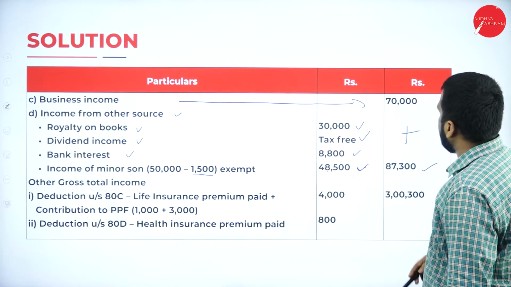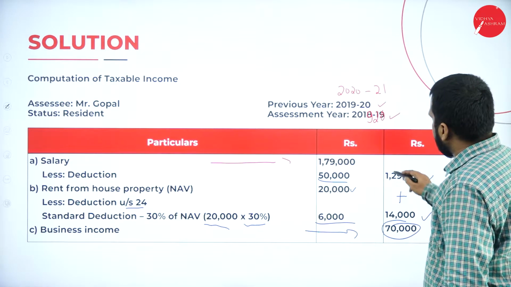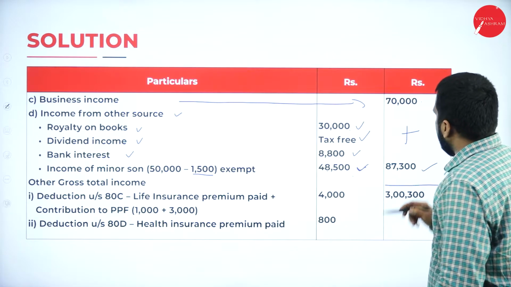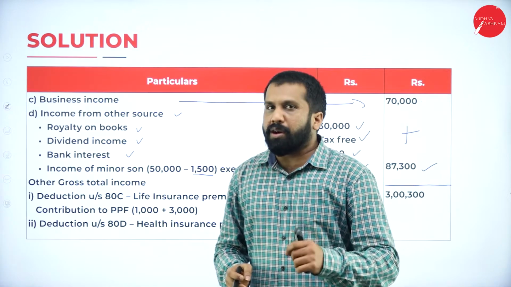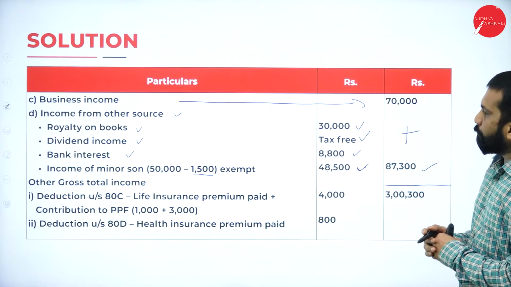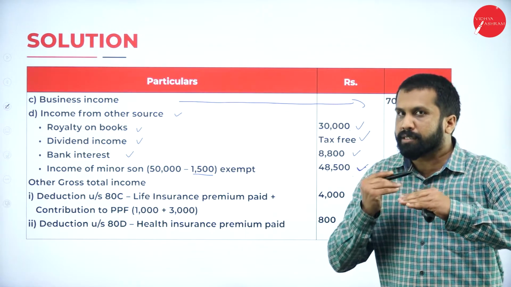87,300 plus your 70, this is double, plus 14,000 plus 129. If you add everything, you get 3,300,000. What is your gross total income? Your gross total income is 3,300,000. From this, we are supposed to minus deductions. Now we'll come back.